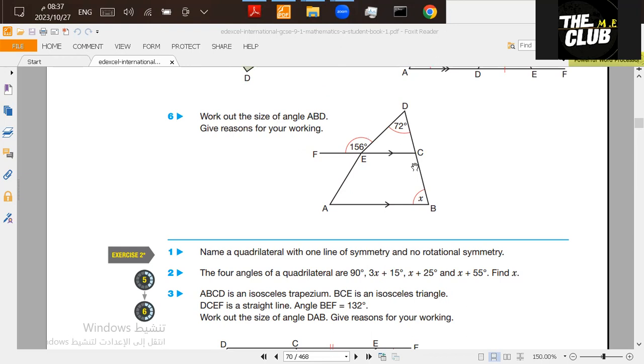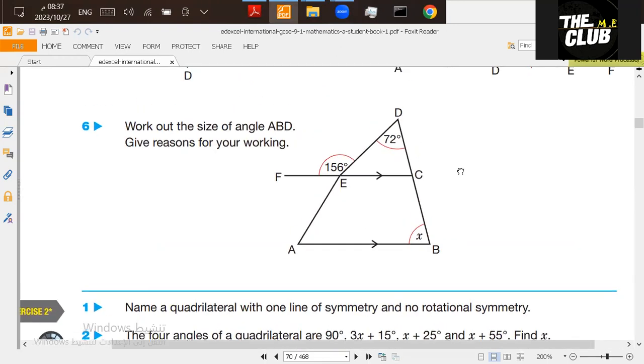Now let's take a look at the shape here. We need to find the angle ABD, like this. And this angle is marked with the letter X.